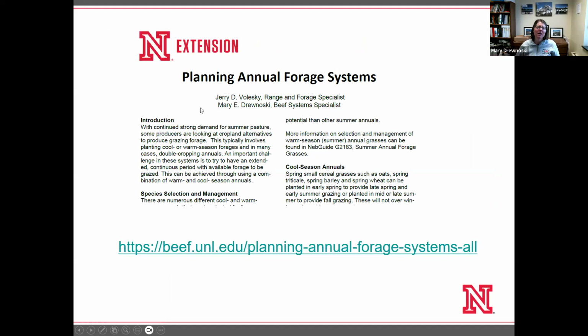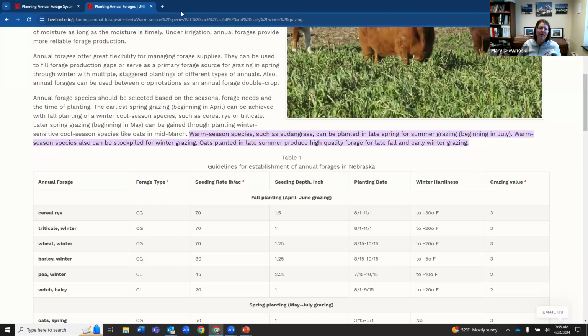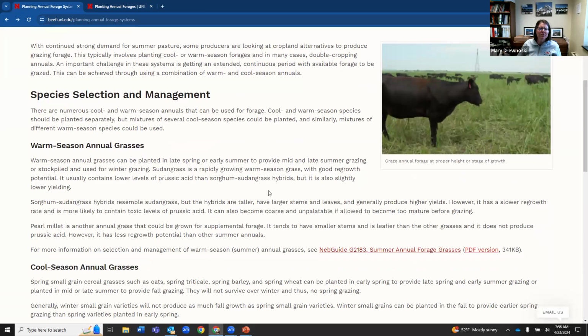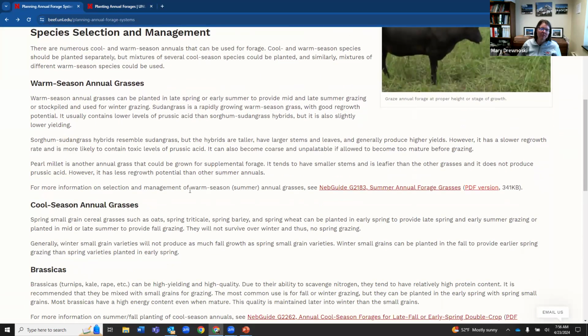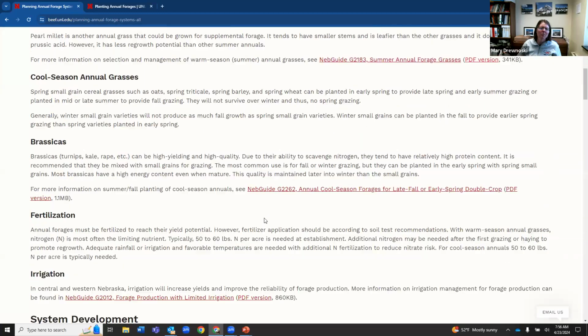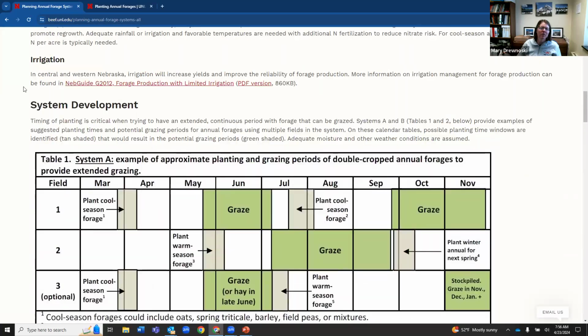Okay, I wanted to show you another document that can be quite helpful. And this is Planting Annual Forage Systems. This was a document that Jerry and I put together, again, quite a while ago, but it works through these classes of species that we were just talking about, some general management ideas, but it also walks through, which I think is helpful, systems and how you might string together these annual forage chains, which we'll talk about here in just a second.